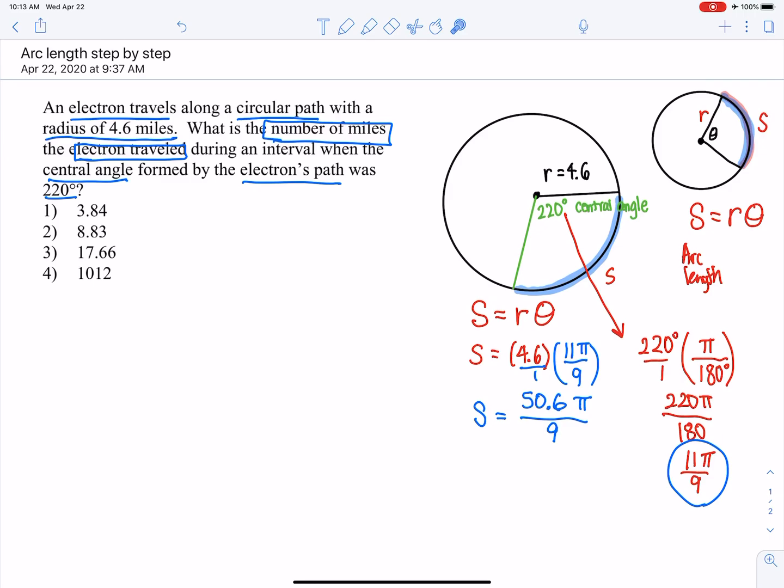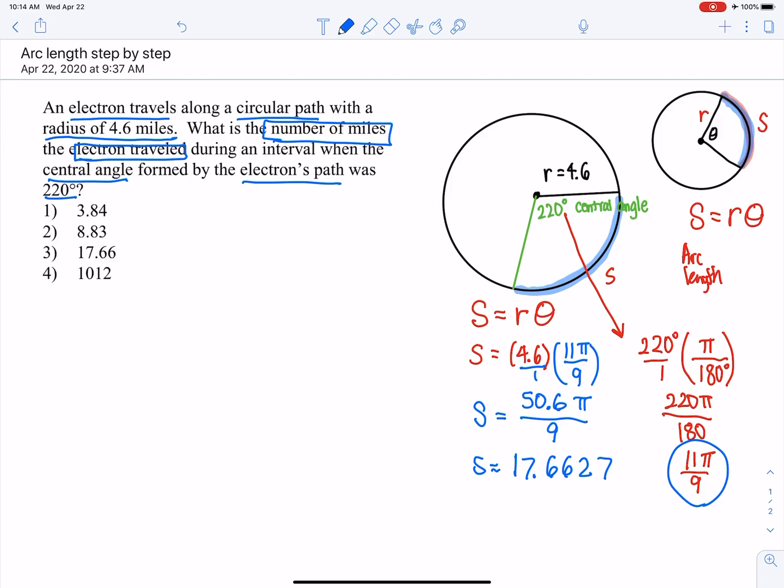Oh, I got a decimal. Oops. I forgot to go back to the problem. Here it says in the multiple choices, there is no pi in the answer. So what that means is I need to put pi in the calculator. So let's redo that. That will be 50.6 times, make sure you're putting the pi symbol. So that's second caret, enter. So I get a decimal. Then I'm going to press divide by 9, and I get 17.6627.